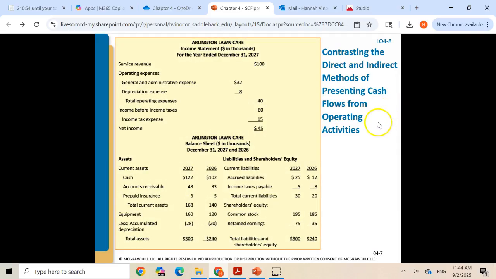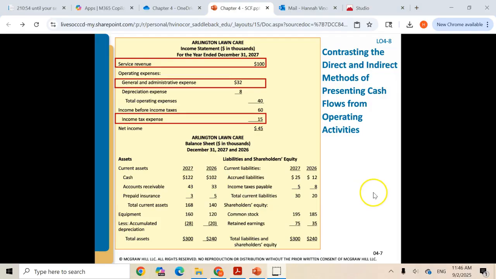So let's just take a look at how to get to our net cash from operating activity using the direct method and the indirect method. Before we can prepare a statement of cash flows, we need to have a comparative balance sheet, which means you have to have the current year and the prior year, plus the current year income statement for the period that you're preparing the statement of cash flow for. Let's just start with the direct method.